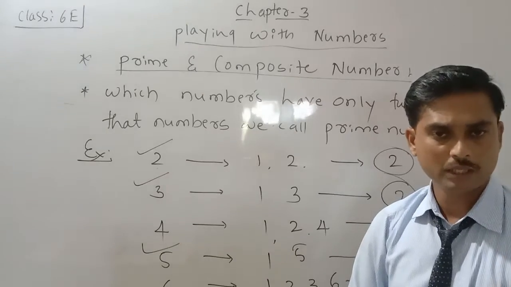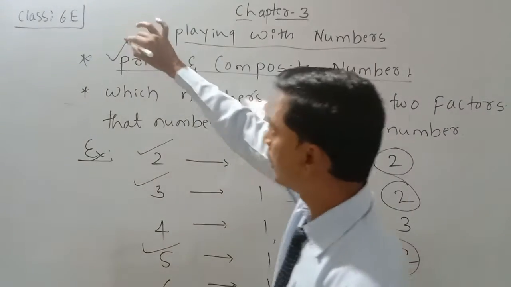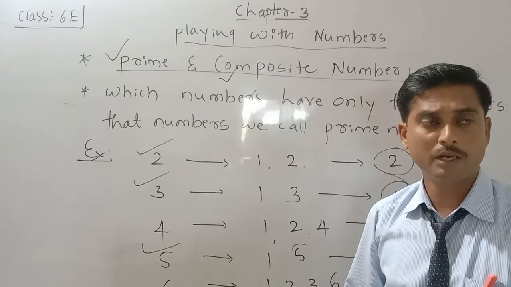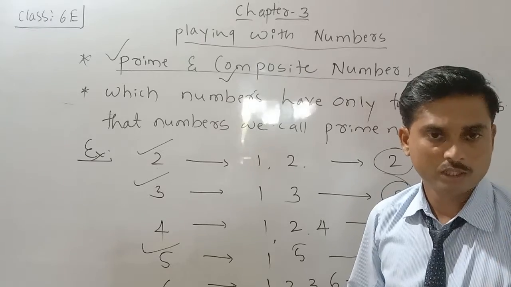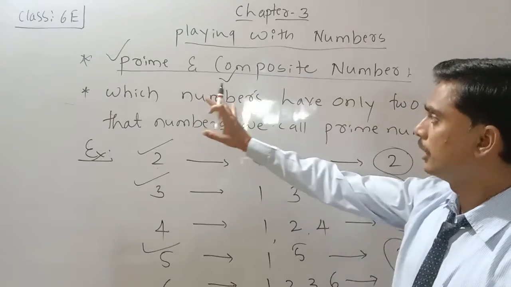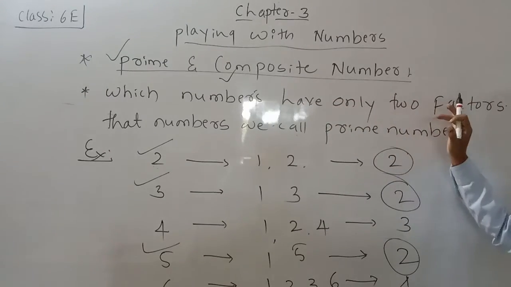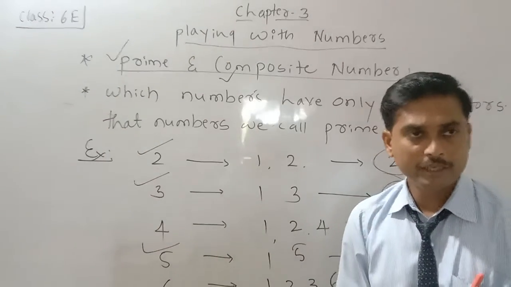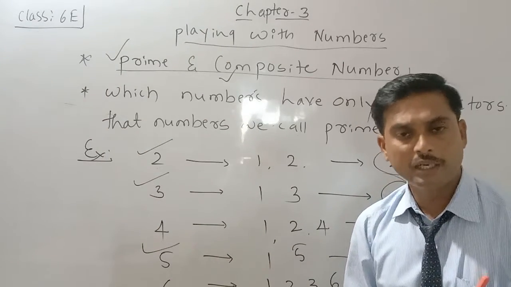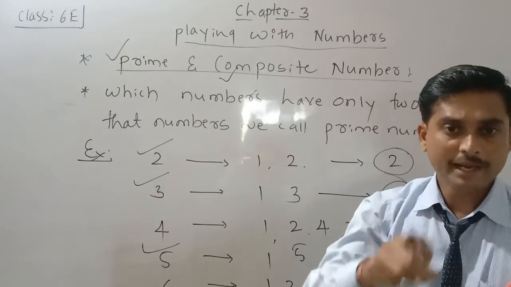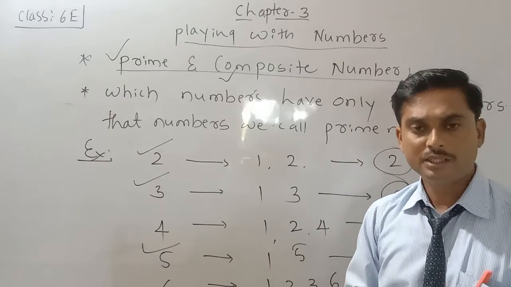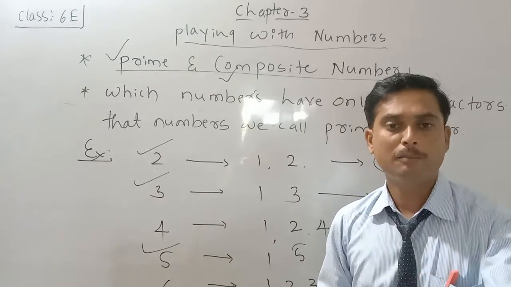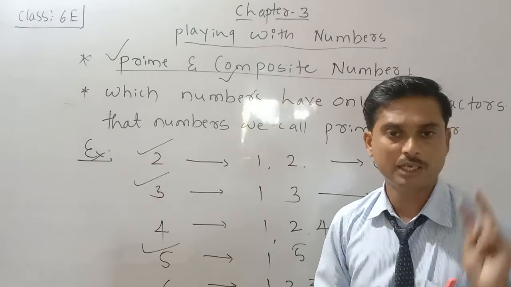2 types of numbers are there. One is the prime number, another is the composite number. What is a prime number is a very important question. Which numbers have only 2 factors, those numbers we call prime numbers. Another definition is there. Which numbers are completely divisible by 1 and itself, those numbers we call prime numbers. 2 definitions are there.